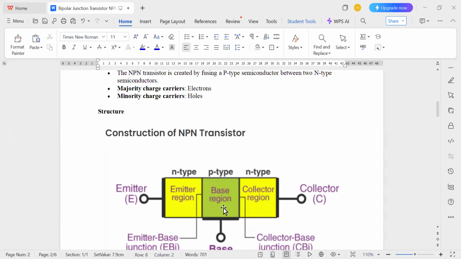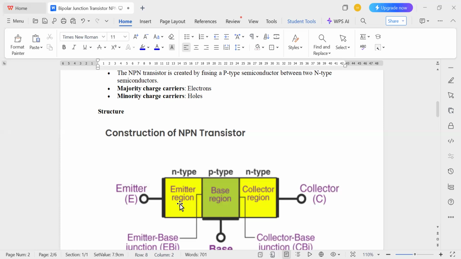So this is the construction of the NPN transistor. It is formed by sandwiching a P-type semiconductor between two N-type semiconductors. The majority charge carriers in N-type are electrons, and the minority charge carriers are holes. In the construction, you can see N-type, P-type, and N-type. The first N-type is the emitter region, the middle one is the base region, and the last one is the collector region.